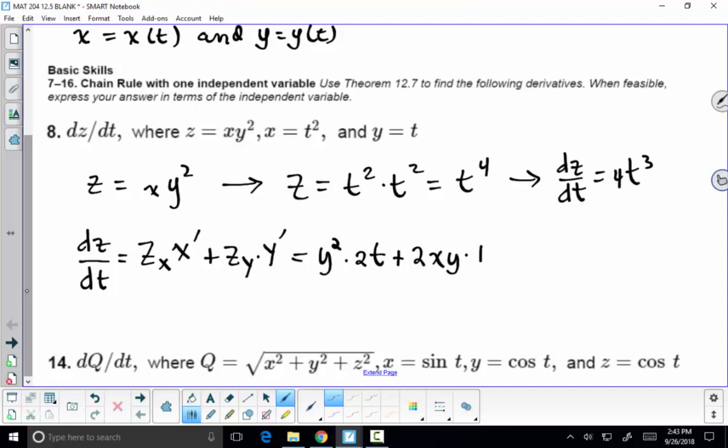At the top one, we substituted and then differentiated. Here we differentiate, and then we substitute. So y squared is t squared. So we end up with 2t cubed plus 2xy, that's 2t cubed also. So we end up with 4 times t cubed. It's not going to matter which way you go. Many people like the substitution and then derivative method. It's totally fine. But if it asks you to do the chain rule, you want to be able to do it that way.